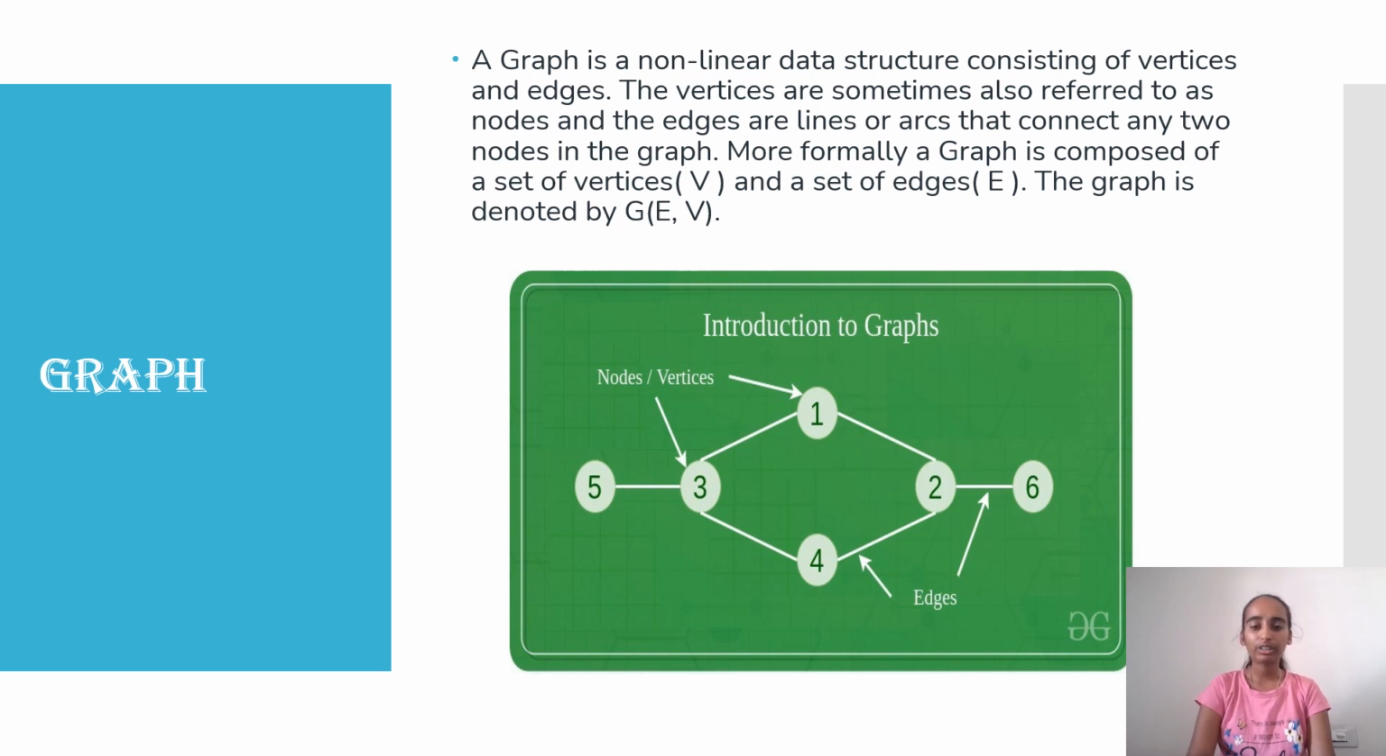Here is a graph given in this picture. 1 is connected to 2. 2 is then connected to 6. Again 2 is connected to 4. 4 is connected to 1. 3 is connected to 1. So again 3 is connected to 5. Here are the nodes 3, 1, 2, 4. Vertices are nodes. And here are the edges which connect 4 and 3, 1 and 2, 2 and 3, etc.